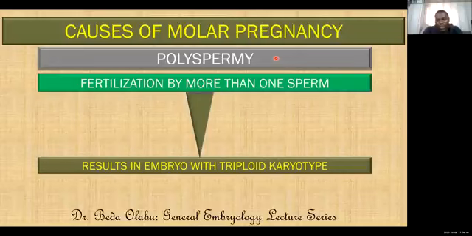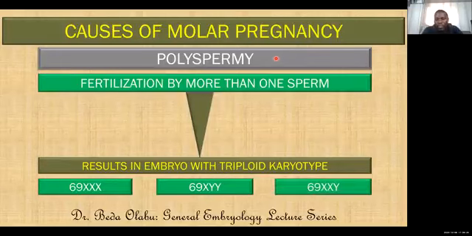If there are 2 sperms specifically, then the oocyte will be triploid. But this triploidy would be that 2 sets are paternal, 1 set is maternal. So that the genotype of the zygote would be 69XXX. That would apply if the sperms that fertilize that oocyte were both X sperms, or 69XYY if the sperms that fertilize the oocyte were both Y sperms.